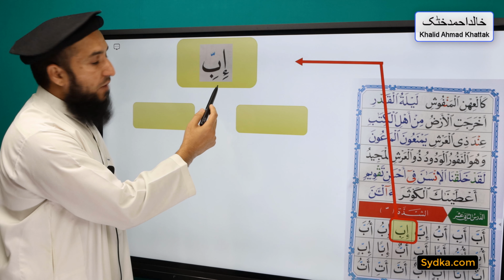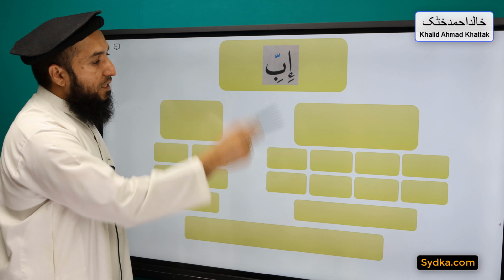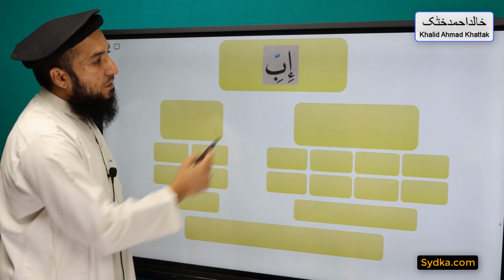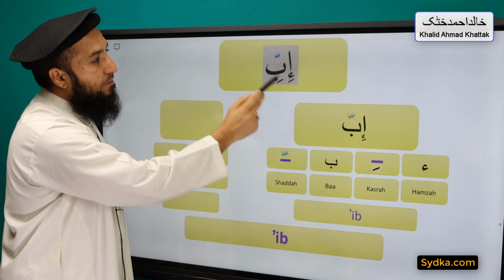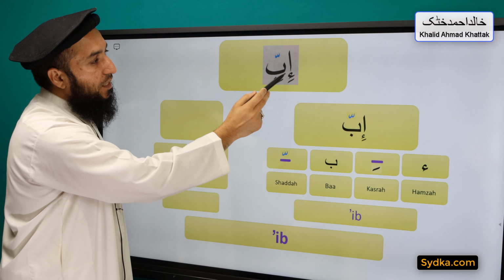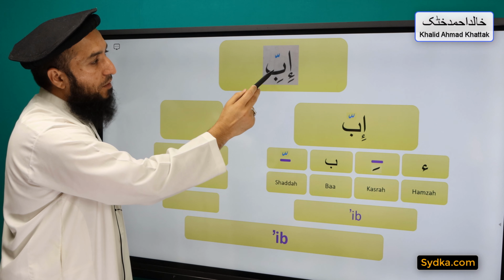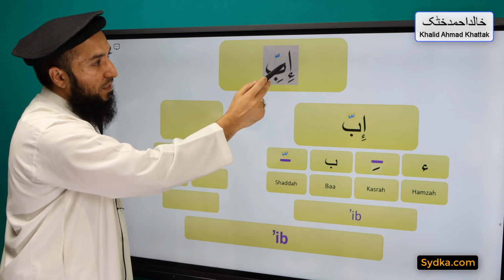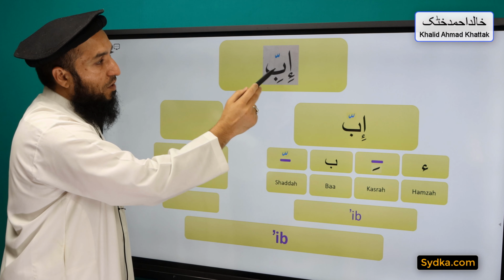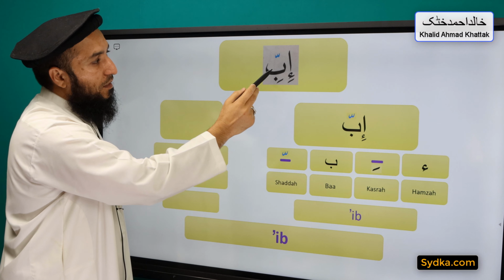The next word we have is Ibbi, and it can be divided into two syllables. The first syllable we have is Hamza Kasra Ba Shadda Ib. Hamza is a light letter, it has kasra underneath, it is followed by ba, ba has a shadda. This alif is used as a chair for Hamza and it is silent. Hamza Kasra Ba Shadda Ib.